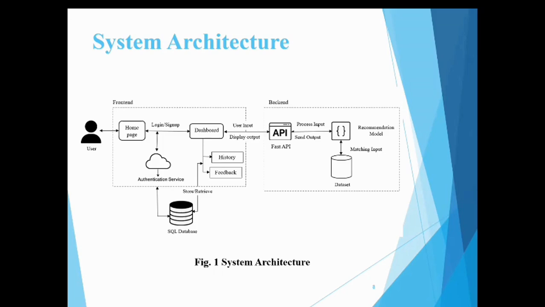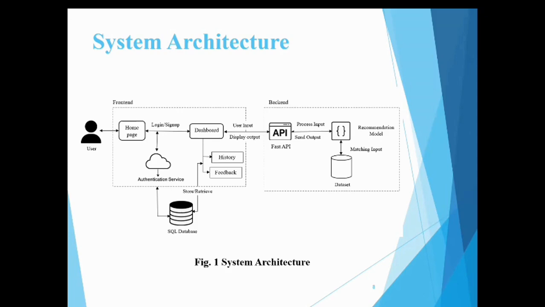Next, once authenticated, the users are taken to the dashboard where they can input their symptoms. The dashboard also allows users to view their previous interactions through the history section and submit their experience through the feedback section. When a user enters the symptoms, the data is sent from the front end to the back end with the FastAPI. FastAPI receives the user input and forwards it to the recommendation model.